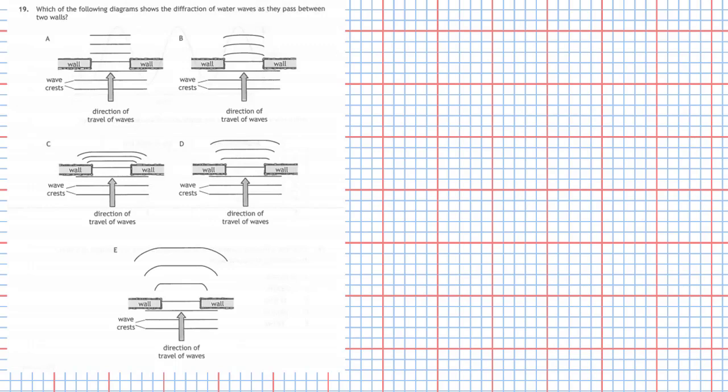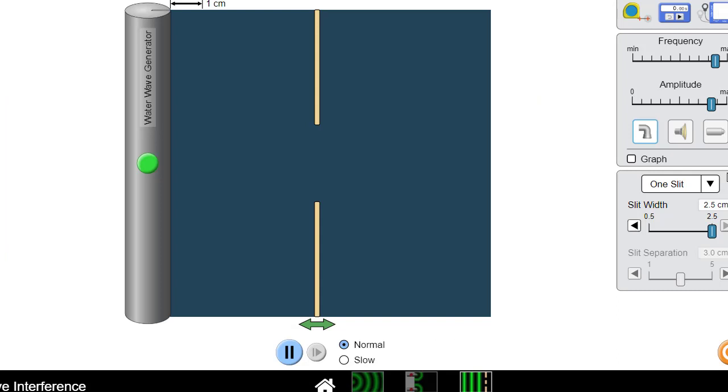Question 19 from Section 1 of the 2019 National 5 Physics Examination. Which of the following diagrams shows the diffraction of water waves as they pass between two walls? Well, let's do this simulation experiment by going over to the PhET site, and the only difference is our barriers or walls are turned on the side.